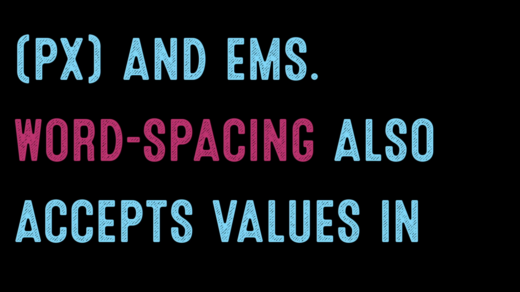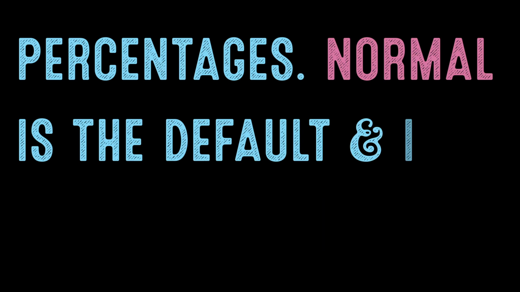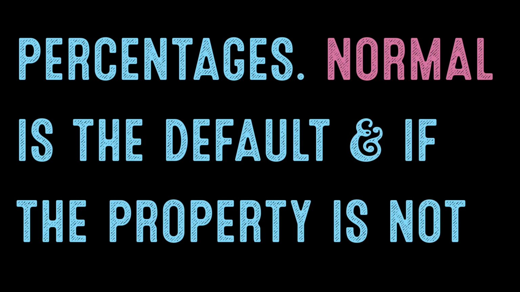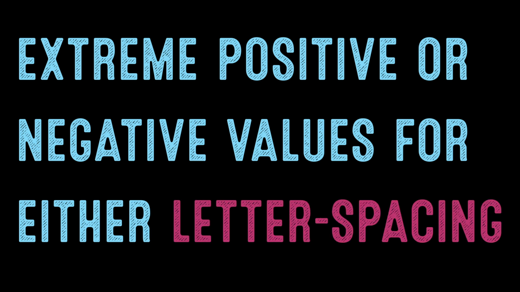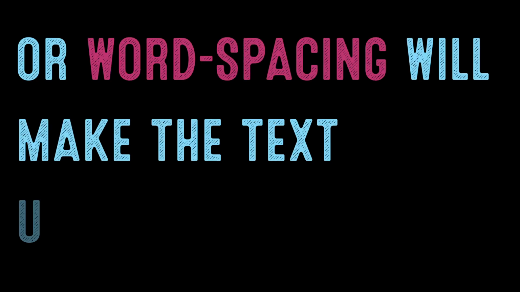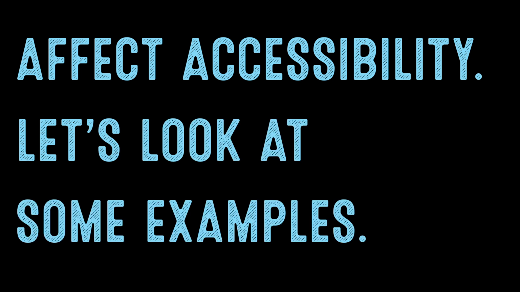Word spacing also accepts values in percentages. Normal is the default, and if the property is not specified, it is assumed you want normal spacing. Extreme positive and negative values for either letter spacing or word spacing will make the text unreadable. This will affect accessibility. Let's look at some examples.